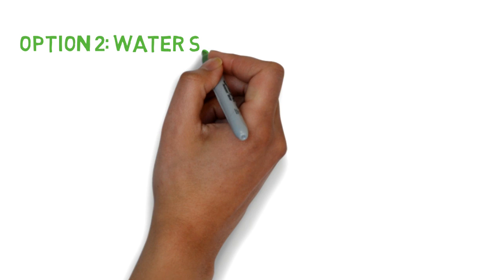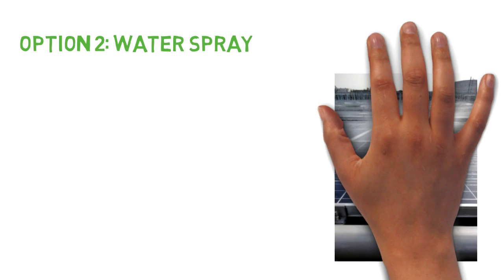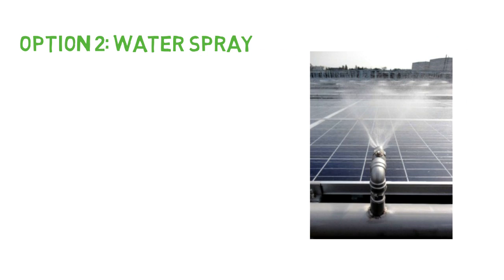The second solution that is often used is an initiative not taken by solar panel manufacturers, but by people themselves. It is the water spray option. Automated systems have been created that switch on water sprays once the panel gets too hot. The water soaks up the heat and cools the panel down.